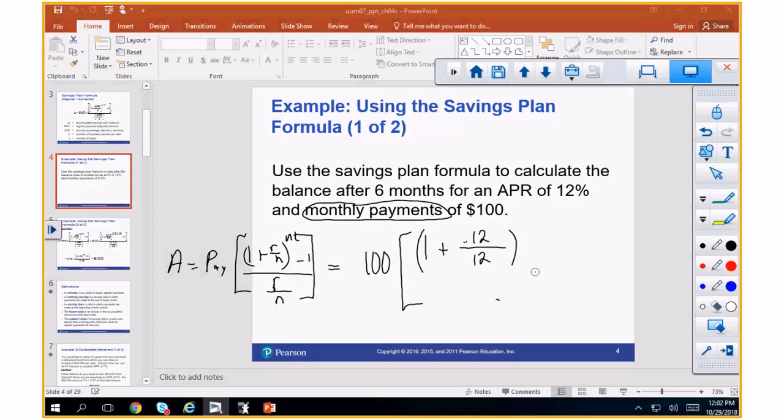N is what? 12. What is T? 0.5. That's where I get you. On a test, that's where I'm going to get you. Why did I put in 0.5? Half a year. And that's what's going to get you. So make sure you make a note of this. That 0.5 corresponds with what? Half a year.